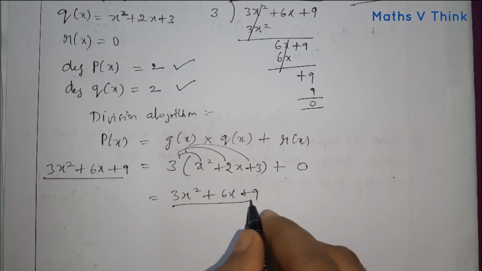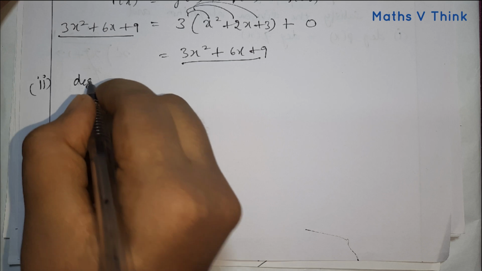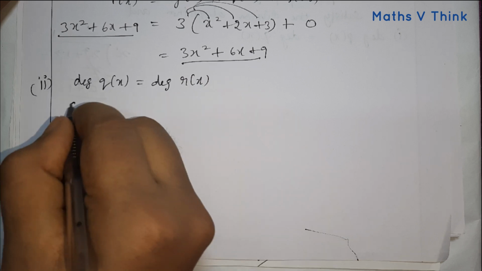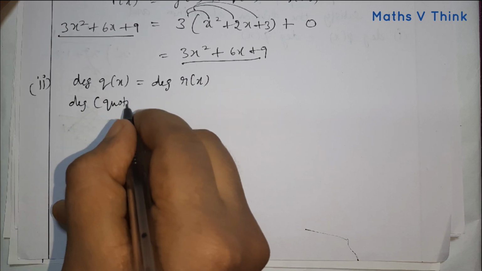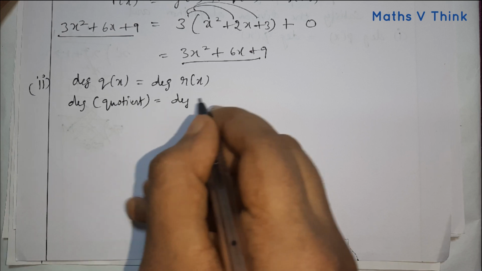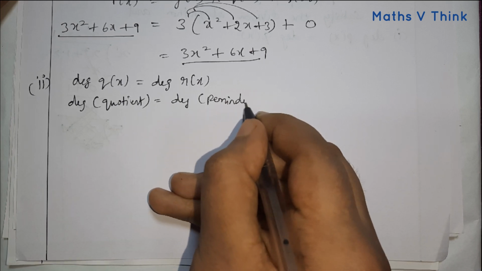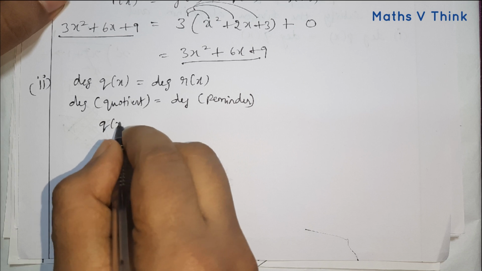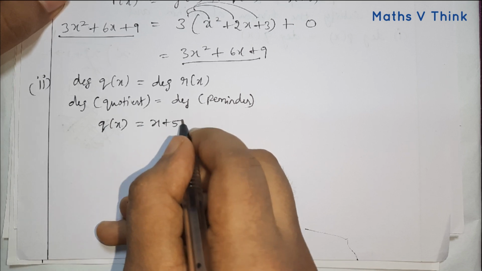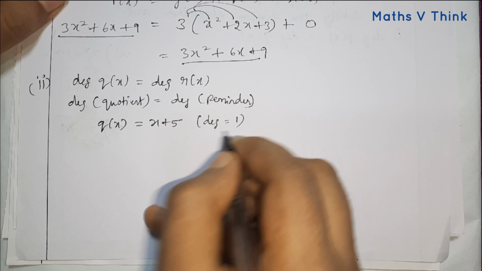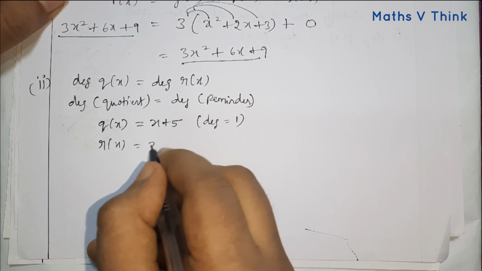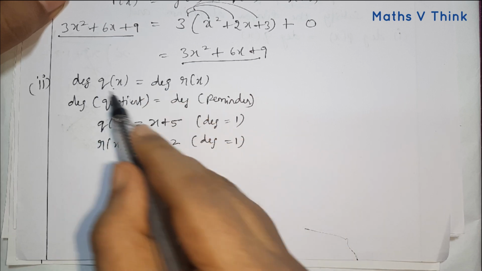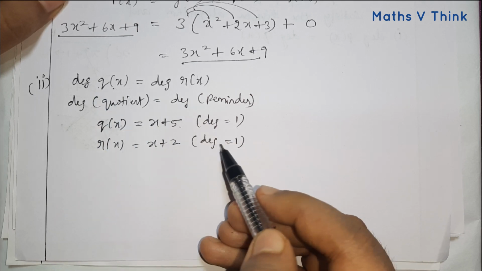So it is verified. Now the next question is degree of q of x is equal to degree of r of x, nothing but degree of quotient is equal to degree of remainder. Now first we will be giving the example of quotient and remainder. So let's take quotient be x plus 5. Here degree is 1 and let remainder be x plus 2. Here also degree is 1. So we satisfied the given condition, degree of q of x is equal to degree of r of x.